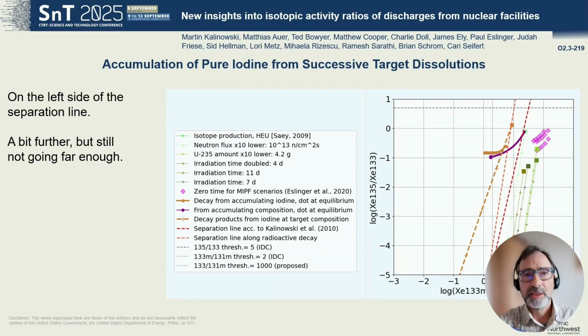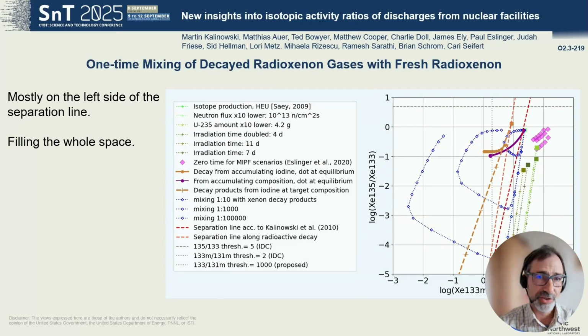The next hypothesis is shown in brown dots on a bending curve. It's the accumulation of pure iodine from successive target dissolutions. This is found basically on the left side of the separation line. It goes a bit further, but it's still not going far enough to explain all observations.